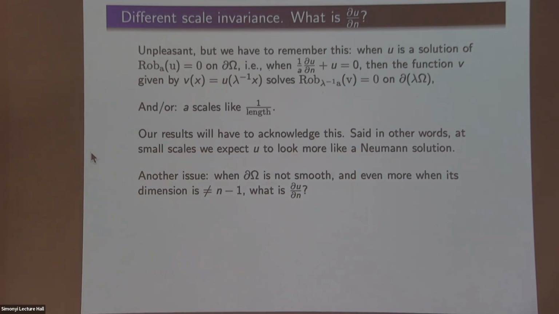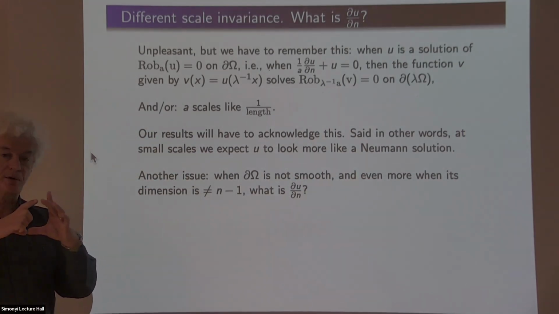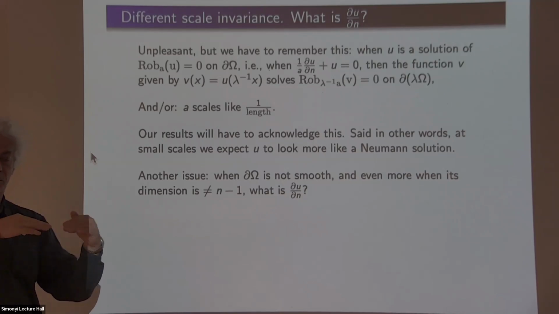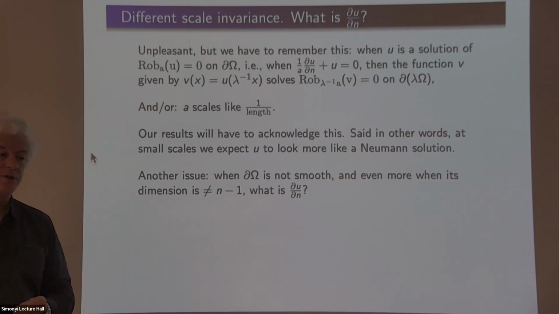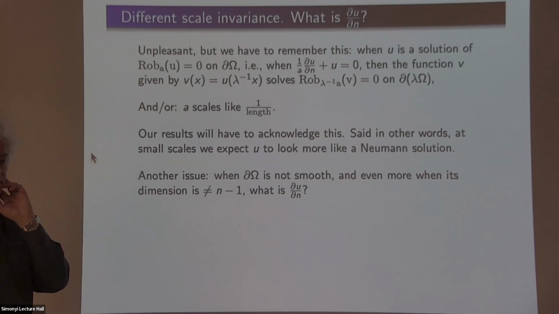It means that, for instance, when we're looking at very, very small balls, it will be as if the Robin coefficient A was tending to 0. Which means we expect that in small balls, things will look more like Neumann solutions, and in large balls, things will look more like Dirichlet solutions.